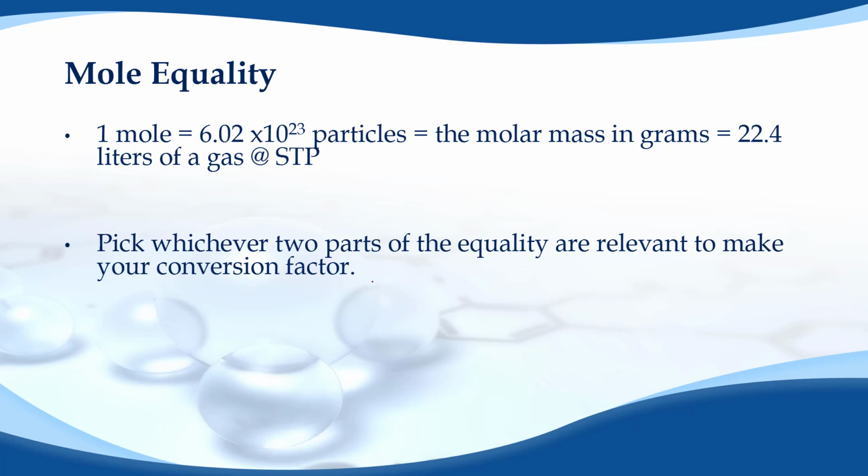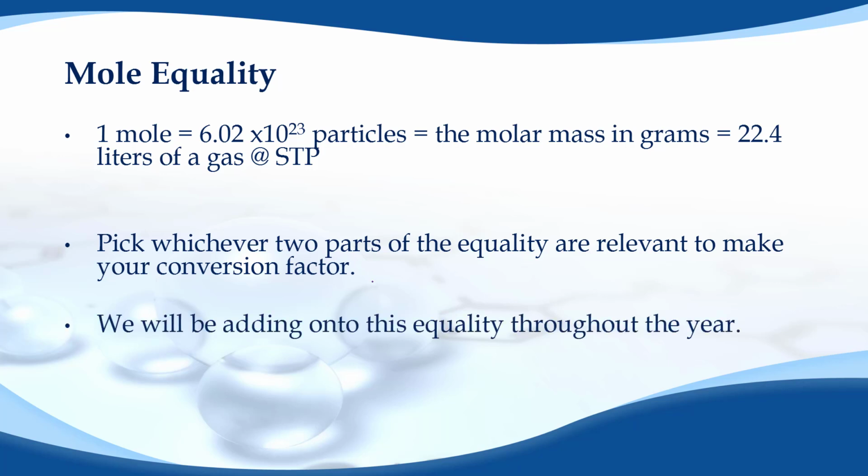One thing to keep in mind is that as we go through this throughout the year, we're going to be adding more things into this equality. We're going to add in what happens if we have solutions, the concentration of a solution. What happens if we have a gas that's not at standard temperature and pressure? We may start talking about, for example, the number of electrons transferred inside of a reaction and how that adds into this equality. So there are a bunch of things we'll add to it. This will grow over the course of the year. Just remember, pick the 2 that are relevant. So how about we try an example?